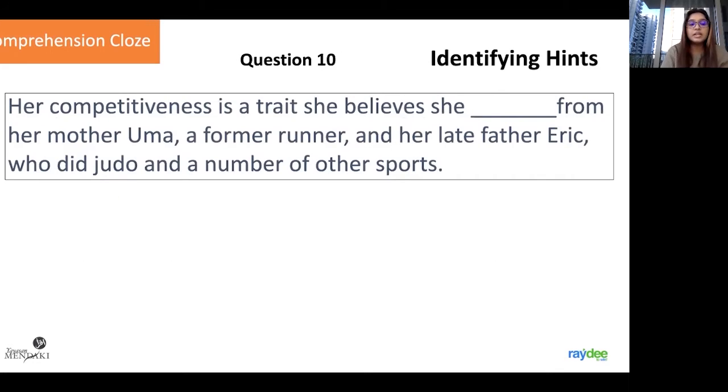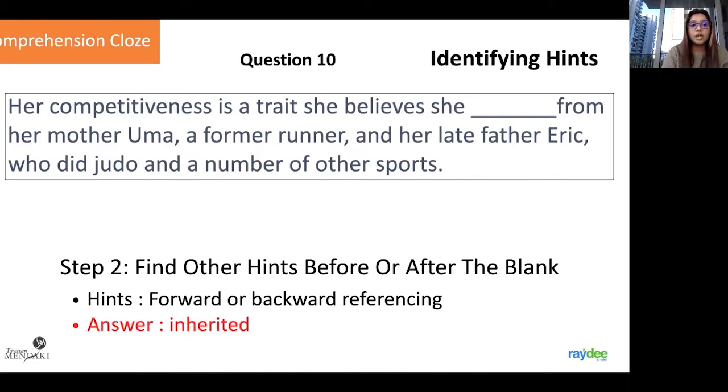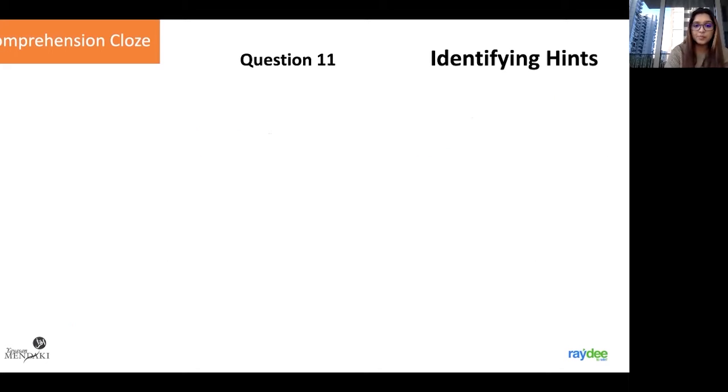Okay, so moving on, her competitiveness is a trait she believes she what from her mother, Uma, a former runner, and her late father, Eric, who did judo and a number of other sports. Now, you must explain to the students when something is being passed down from parents or from family members, the most appropriate word to use would be inherited. So the answer would be inherited. Her competitiveness is a trait she believes she inherited from her mother, Uma, a former runner, and her late father, Eric, who did judo and a number of other sports.